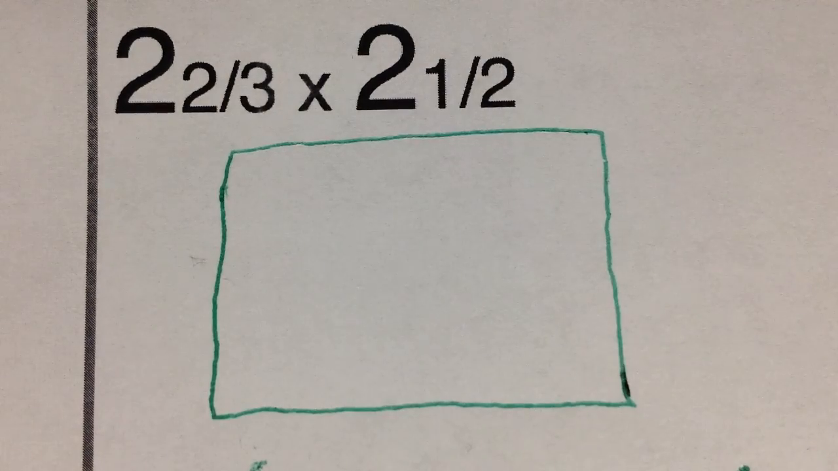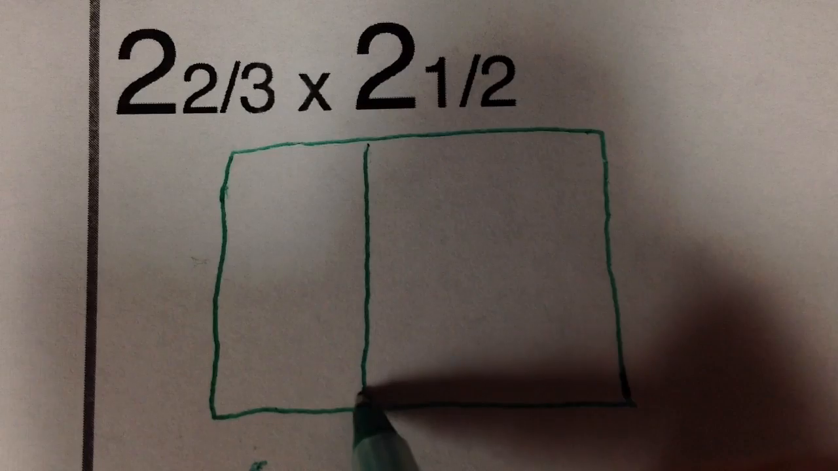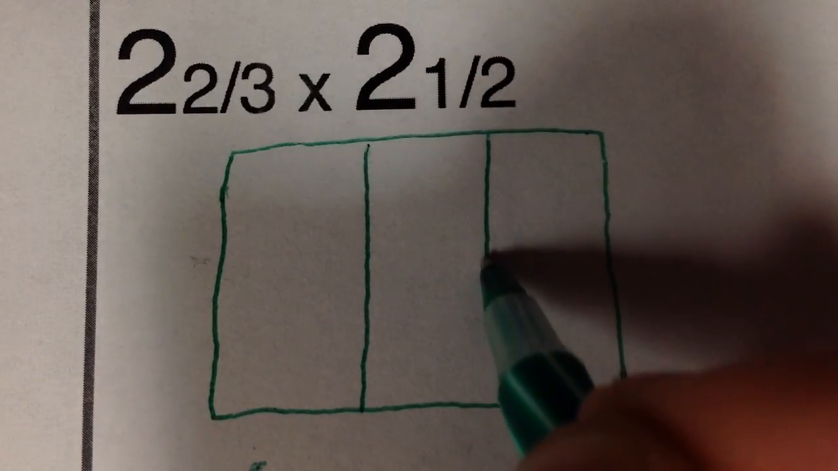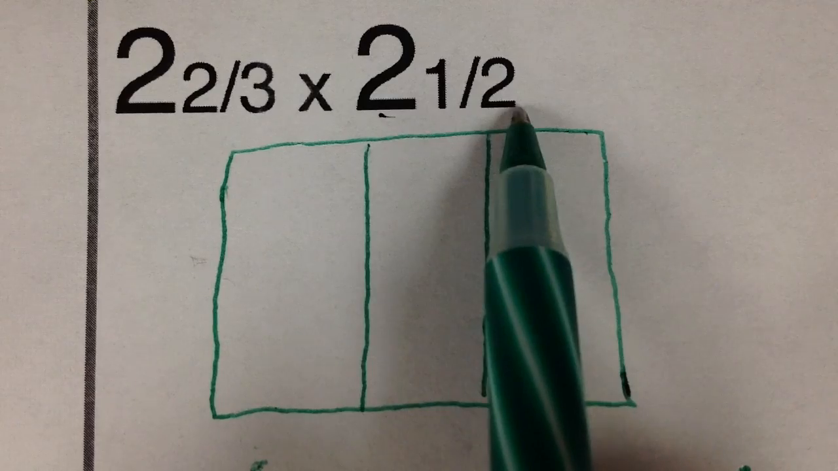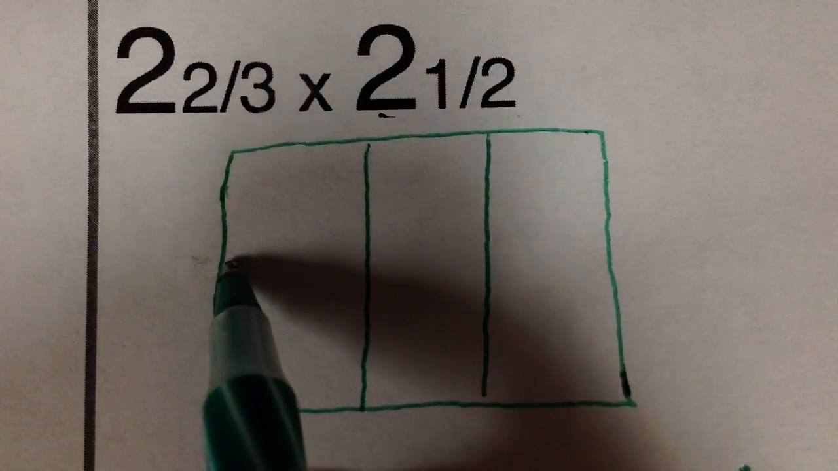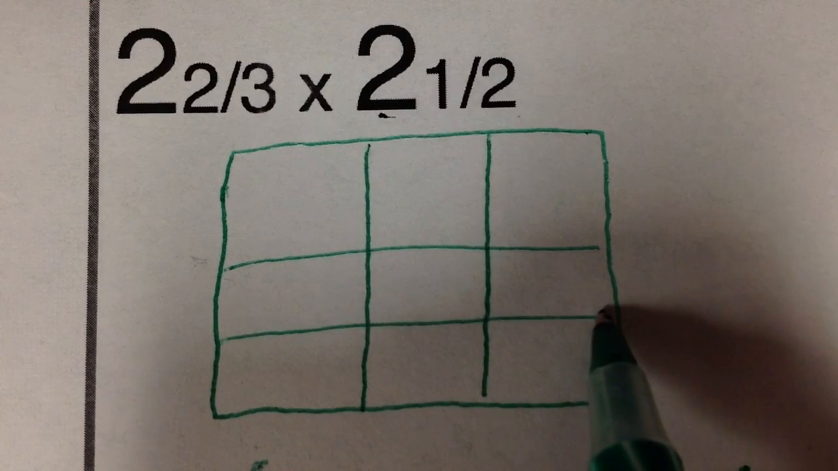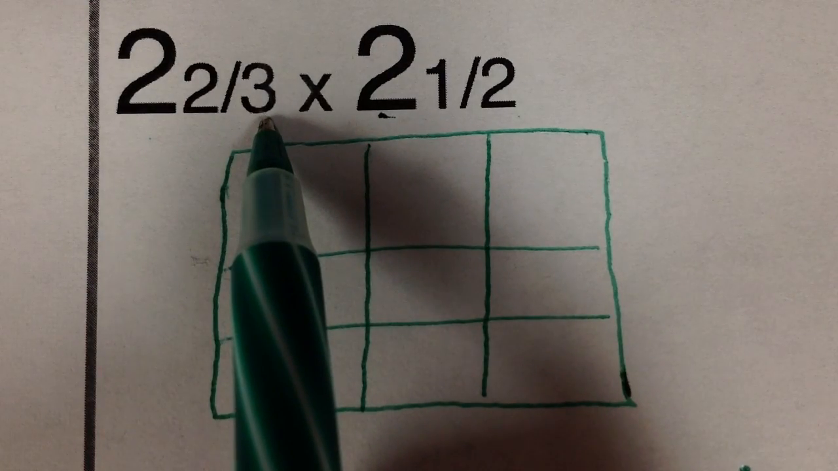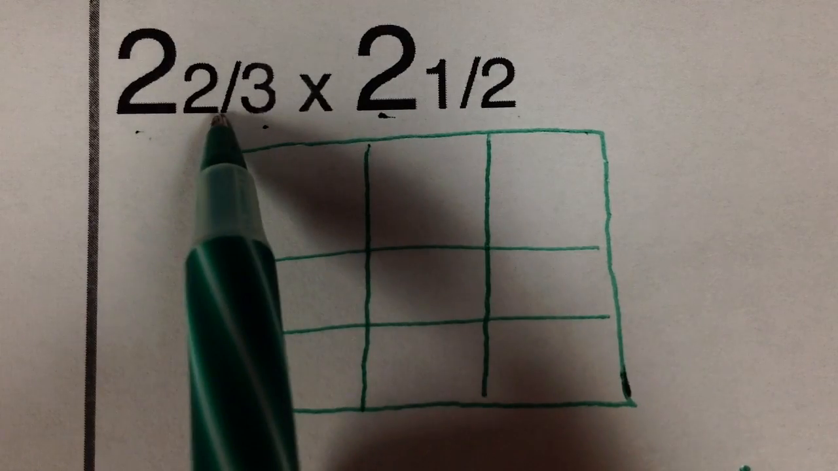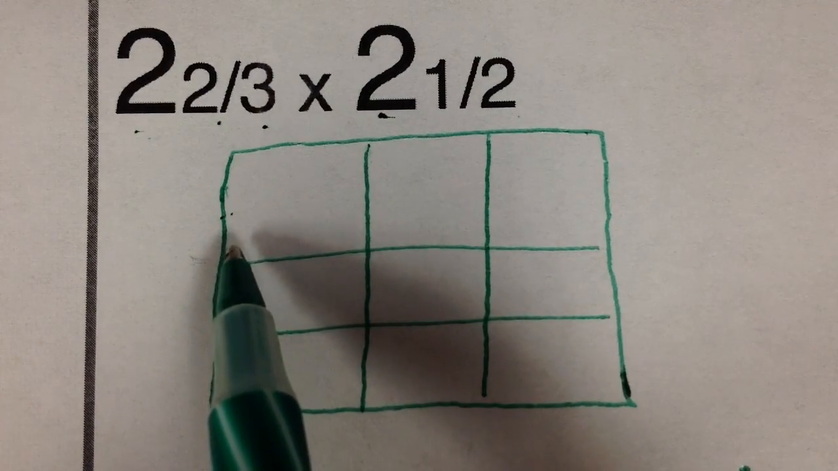And it's not perfect, okay? I'm going to divide this into 3 columns, okay? And I will let the columns represent 2 1/2, and I'm going to divide it into 3 rows, and I will let the rows model 2 2/3. So let's look at 2 2/3 in the rows.